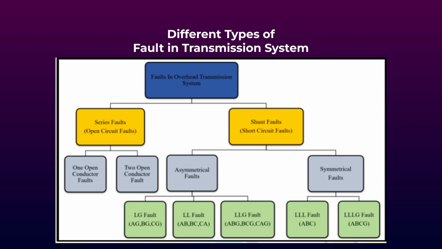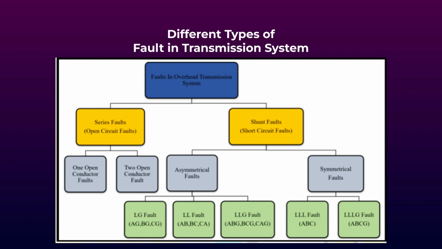First one is the series or open circuit fault. Series faults occur when there is an interruption in the continuity of the transmission line, such as a break in one or more conductors. Series faults cause an abnormal shift in phase voltage. When one or more phases are open, the load becomes unbalanced, causing the voltages to deviate from their normal values.